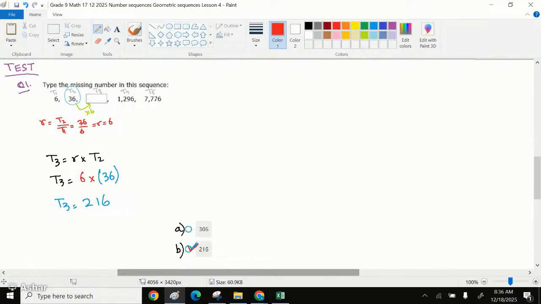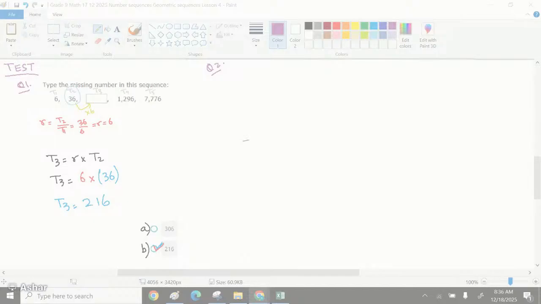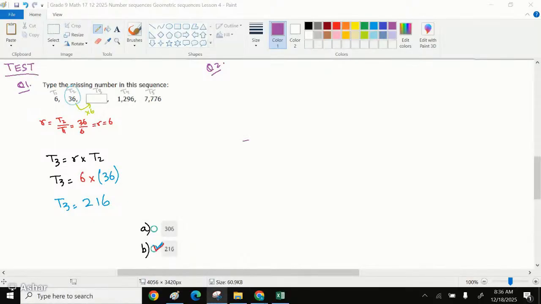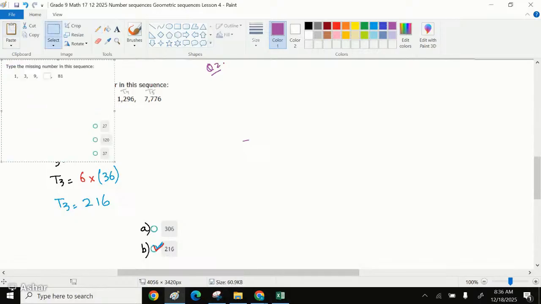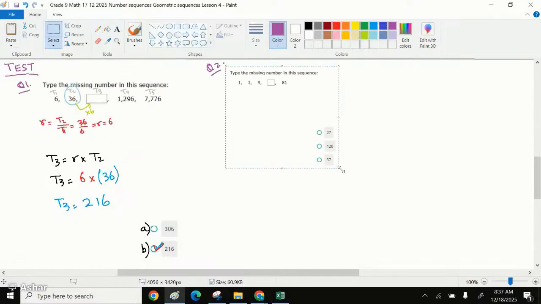let's do one more. Question number 2. Okay, I'll just put it next to this. In question number 2, let's take a screenshot so that we don't have to copy everything, and we have the same questions on your screen and my screen. The second question on the website is type in the missing numbers in the sequence.